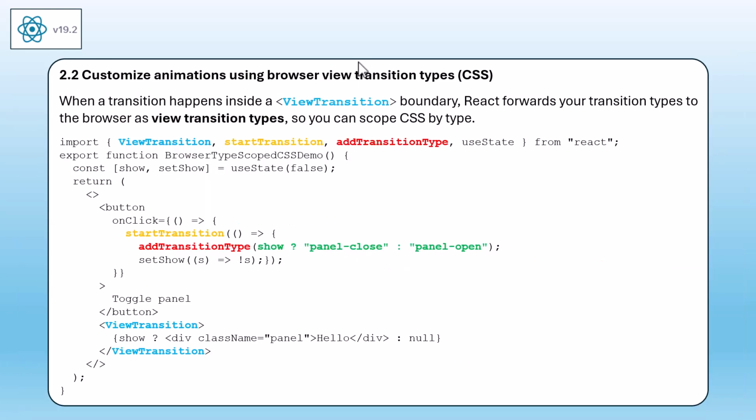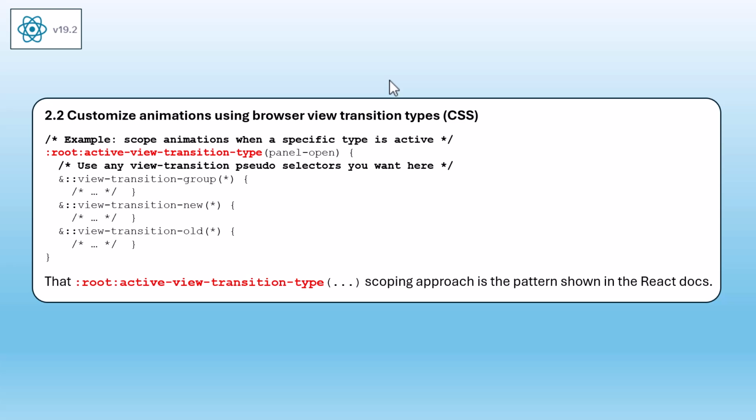2.2. Customize animations using browser view transition types. When a visual transition is activated inside a view transition boundary, React applies the transition types as native view transition types in the browser. This allows developers to define animations that change depending on the associated cause. The browser recognizes these types, and you can customize how elements appear, disappear, move, resize, or transform depending on what triggered the transition. The goal is to achieve smarter, more expressive, and more context-aware animations.